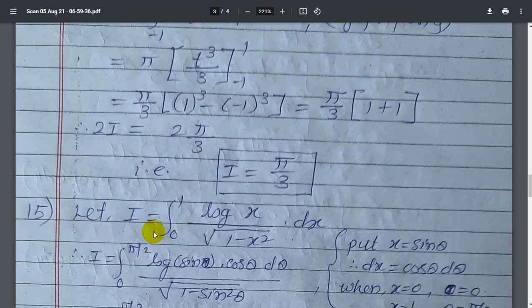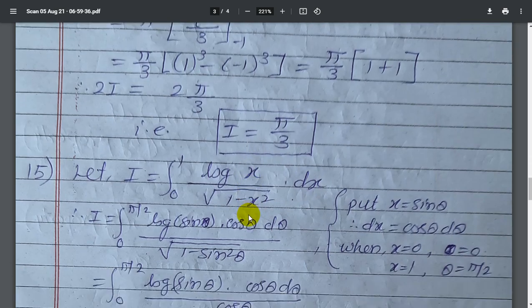So let I equal integral 0 to 1 of log x upon square root of 1 minus x square into dx. This is a very interesting question for competitive exams as well as for board exams, very interesting, very tricky. Now check the solution. Let I equal integral 0 to 1 of log x upon square root of 1 minus x square dx.